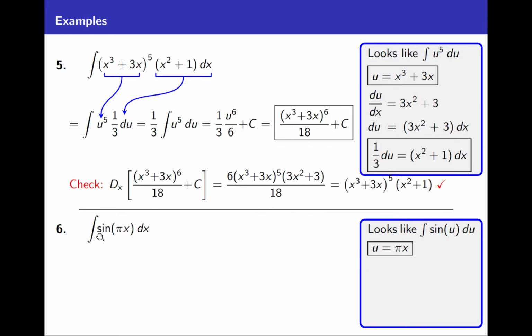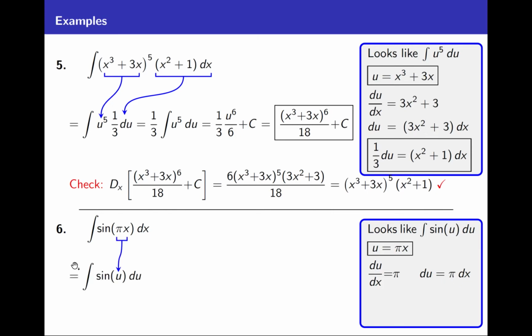So now this becomes the integral of sine of u. And then there's a dx, and we want to replace that dx with a du. But of course, we have to be careful to make sure that dx really does equal du. Let's do the differentiation. du dx, that's the derivative of pi times x, that's just pi. And you get du equals pi times dx.